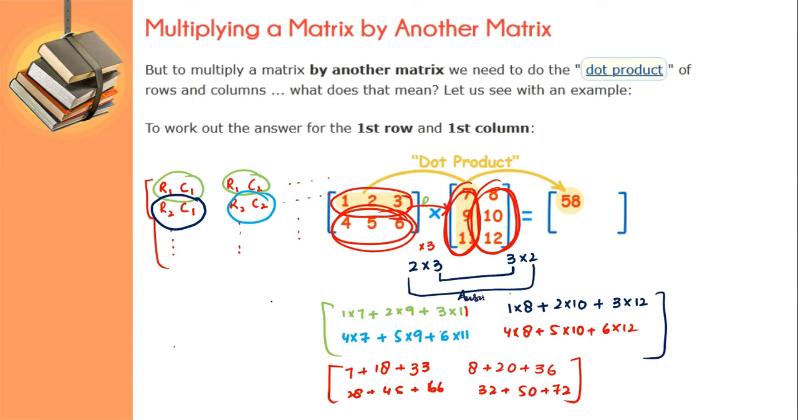Okay, this will be the order of the answer. If you check this matrix, this is a 2 by 2 matrix. The columns of the first matrix must be equal to the rows of the second matrix. Only then is the multiplication possible.